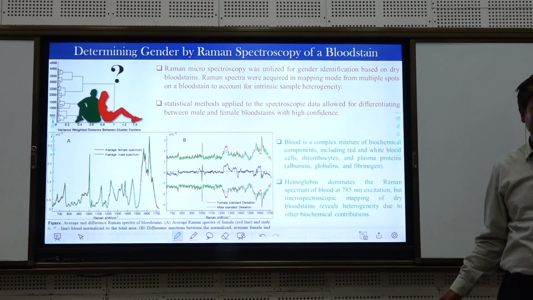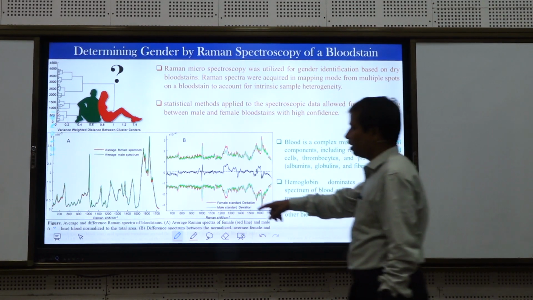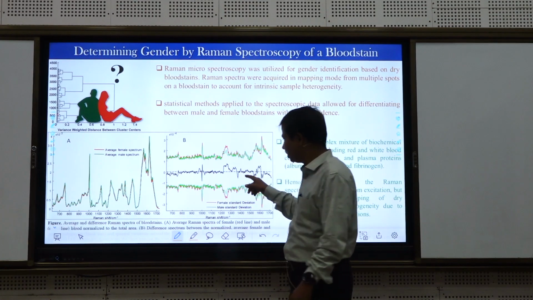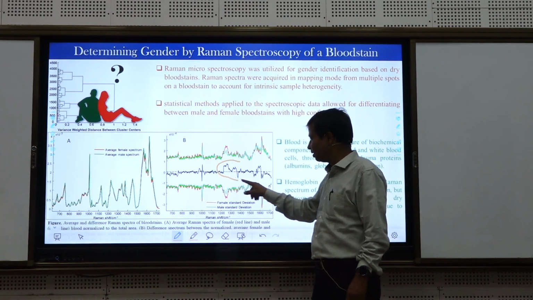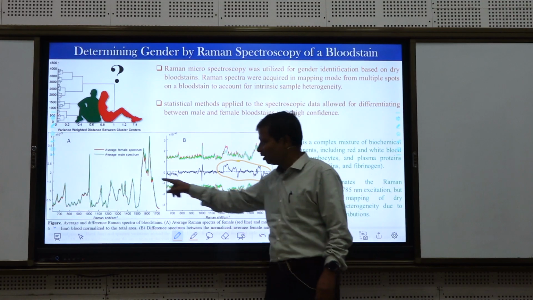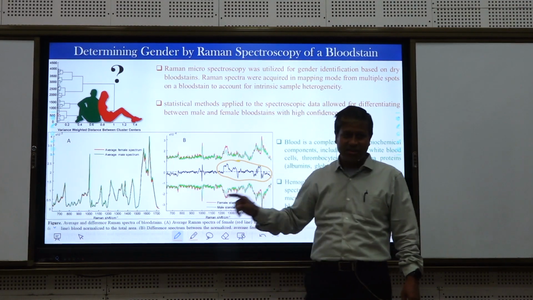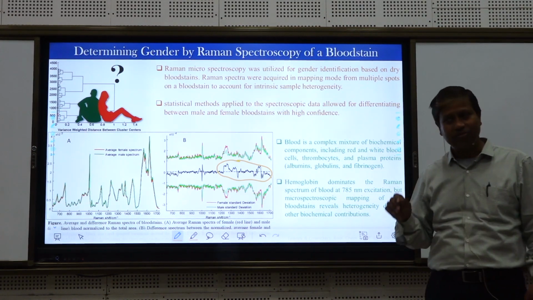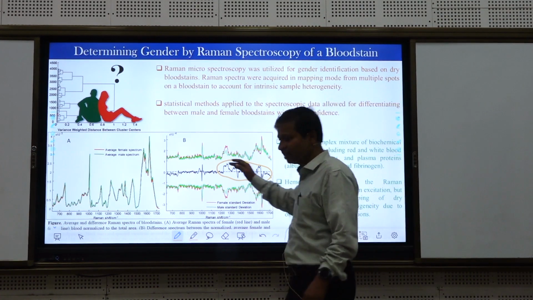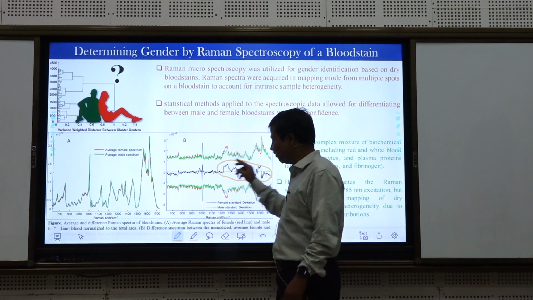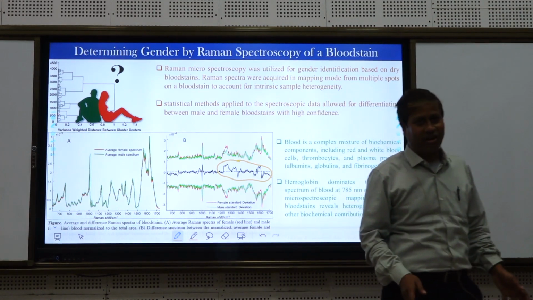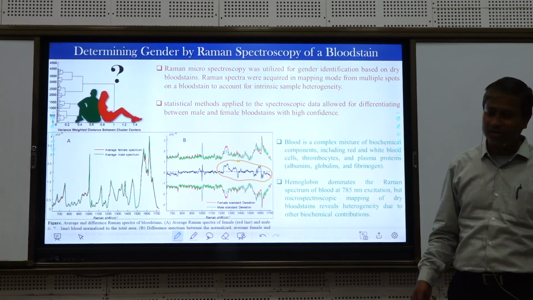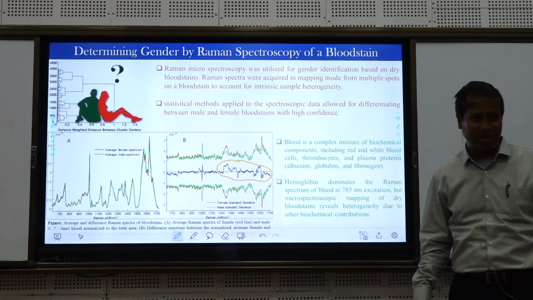So just by seeing the spectrum, it is not possible. These two spectra, red and green, are exactly the same. But when you subtract, then you see some differences. This is the subtracted one, subtracting one from another. If this difference is consistent, then you can say that there is somehow a male-female difference. But this difference is not sufficient to say that this technique is good for telling whether it is male or female.